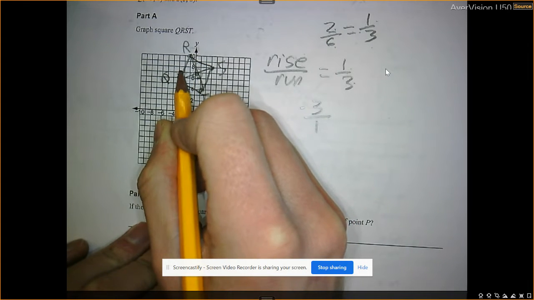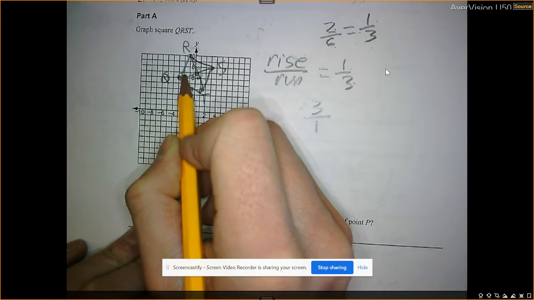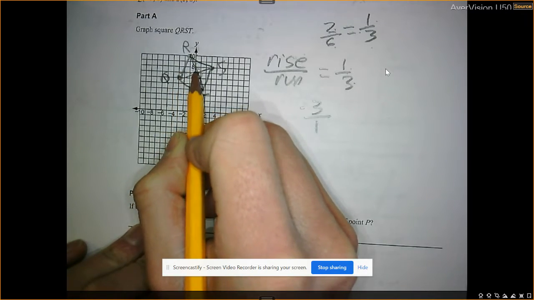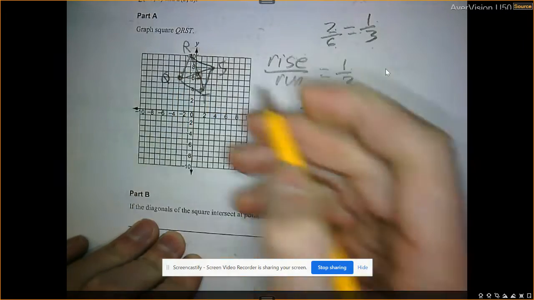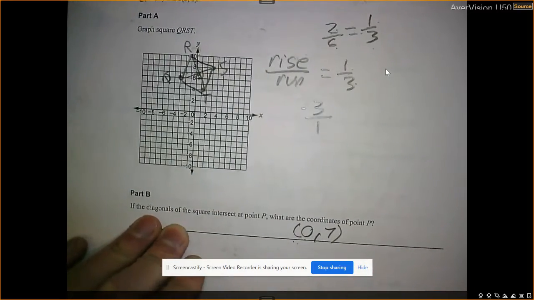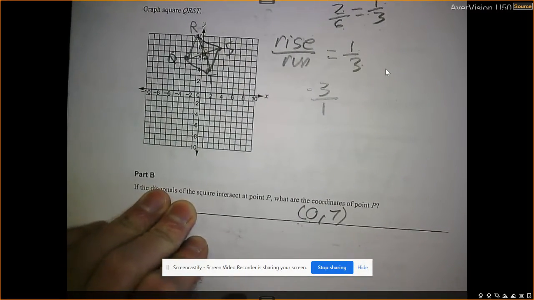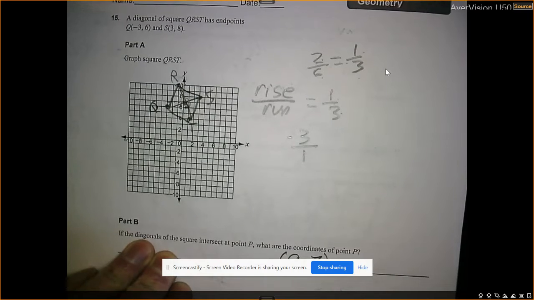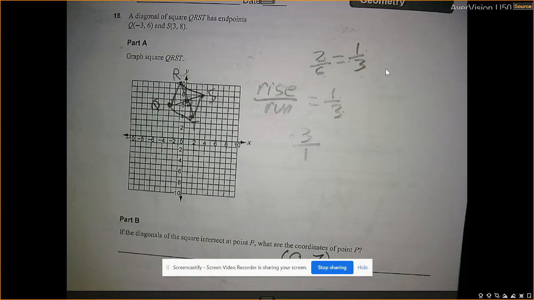Remember, if we went up 1 and then over 3 from here, 1, 2, 3, that is right at 0, 7. Okay, it got hard to see once I wrote all over it, but that middle point is at 0, 7. That's how you tackle a problem like that. Wanted to make sure that I was able to finish that one up for you.